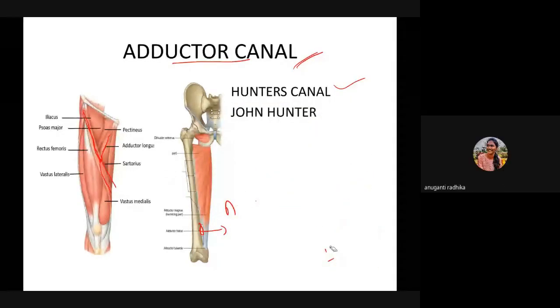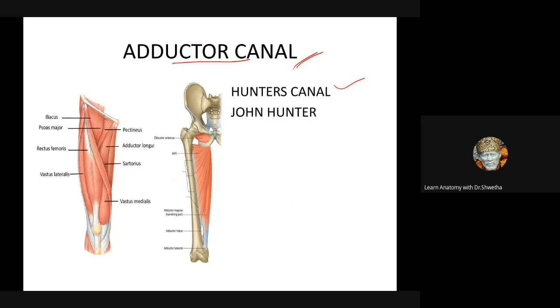From the apex of the femoral triangle to the fifth opening, it is a musculoaponeurotic opening. Now I will tell you the roof and boundaries.